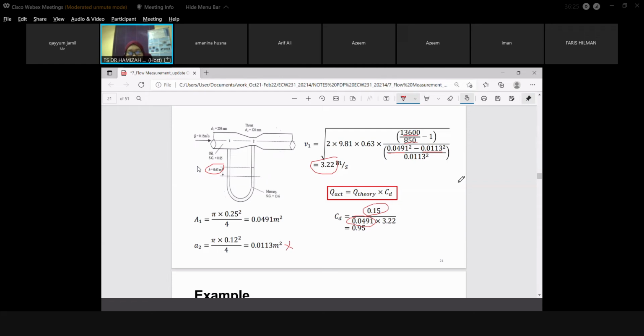The coefficient of discharge is actually always between 0 and 1, but it is not compulsory. Sometimes there are questions where the answer is not in between this. But it is normally or typically in this range. Okay. Let's see another example.